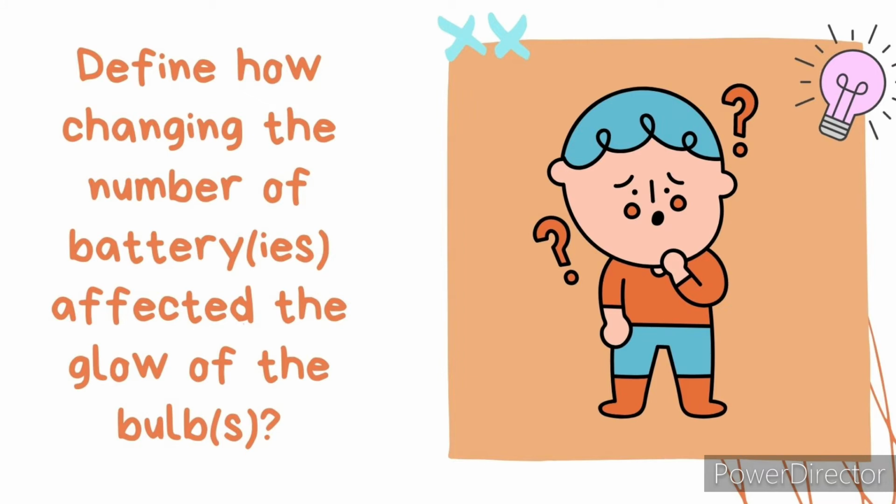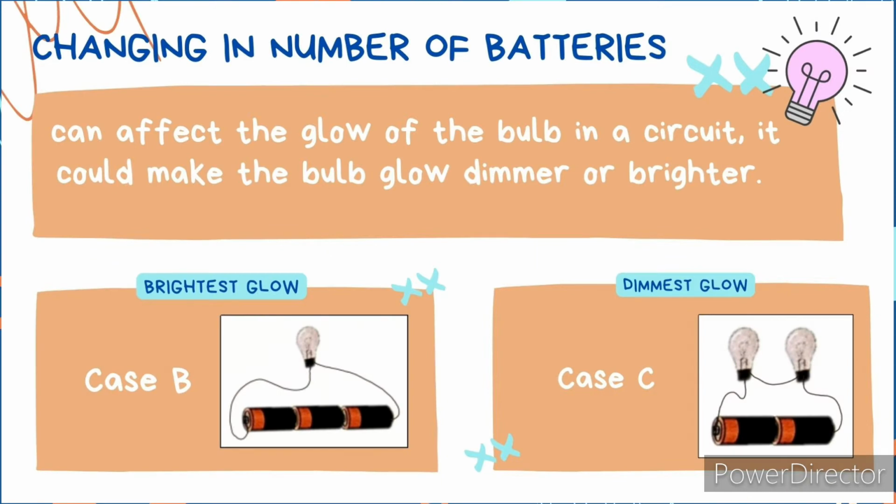Define how changing the number of batteries or battery affected the glow of the bulb or bulbs. Changing the number of batteries can affect the glow of the bulb in a circuit. It could make the bulb glow dimmer or brighter. In case B, we have 3 batteries compared to case C, which only has 2 batteries. And the number of batteries affected how the light bulb glows. That is why case B has the brightest glowing bulb and case C has the dimmest glowing bulbs.